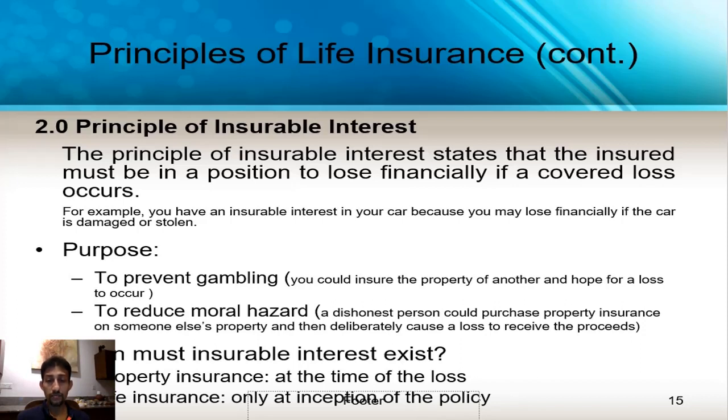For example, if you don't have an insurable interest, you could even insure a property of another person and wish for a loss to occur, which in turn gets you a claim. At the same time, a moral hazard: a dishonest person could purchase a property of another person and deliberately cause a loss just for the reason of getting a claim. So therefore, insurable interest is a core component of an insurance contract.